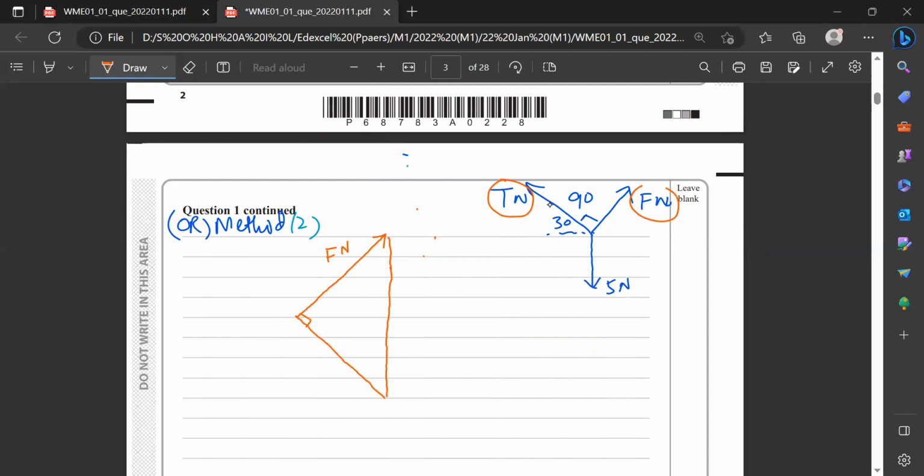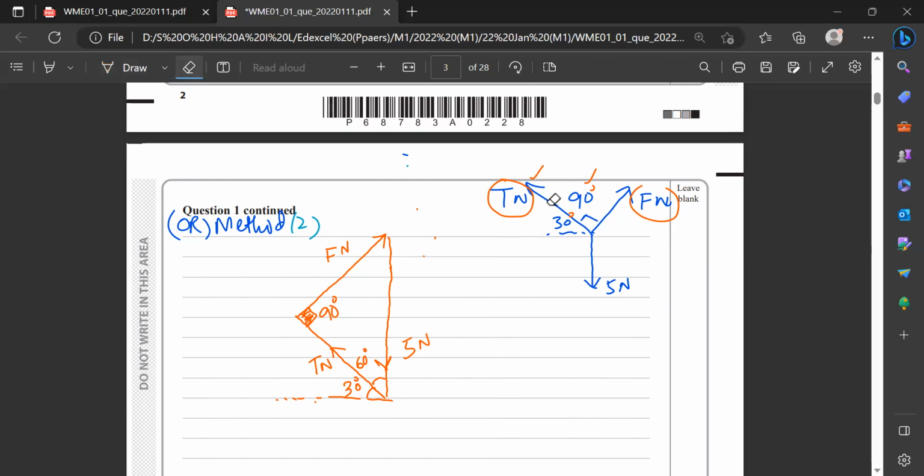So we have this angle as 90 degrees. The angle between F and T is 90. T is in this direction, F is here, and vertically downward was 5 newtons. Furthermore, how to adjust the 30 here? 30 is the angle which T is making with the horizontal. So I can draw the horizontal line here, and this angle is 30. Since this was vertical, horizontal, vertical, this angle is eventually 60 degrees.